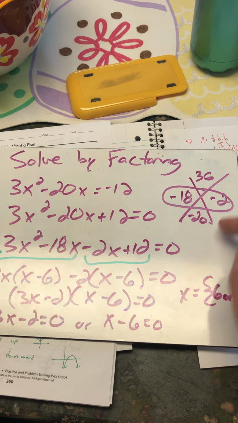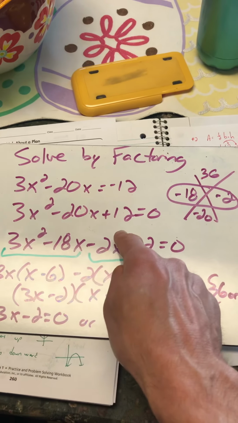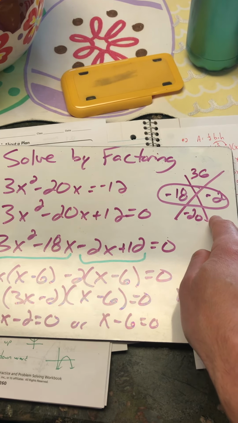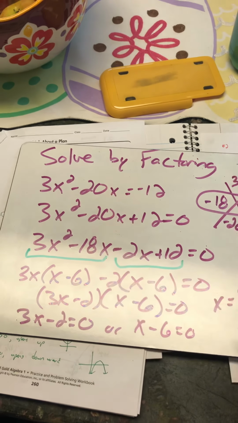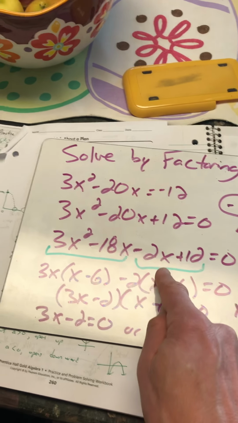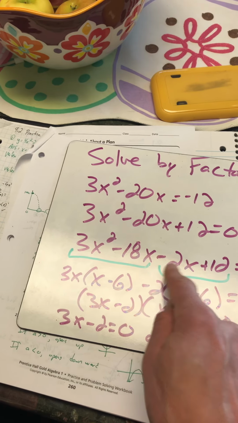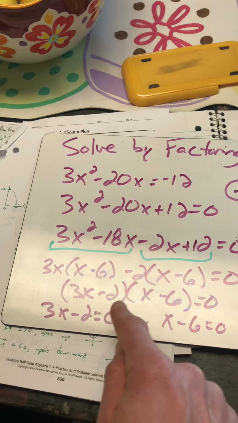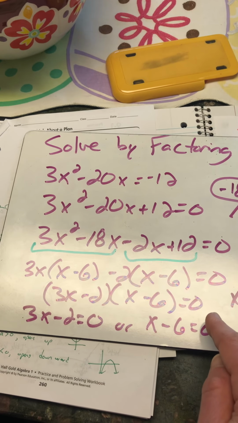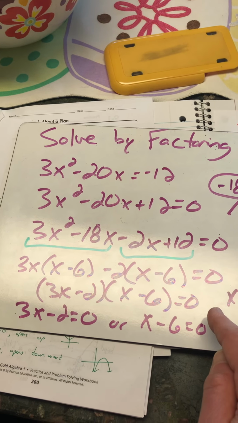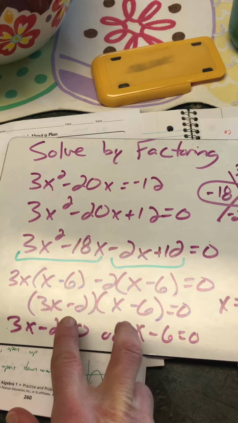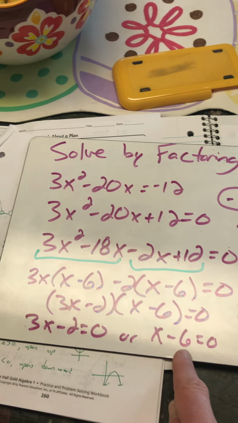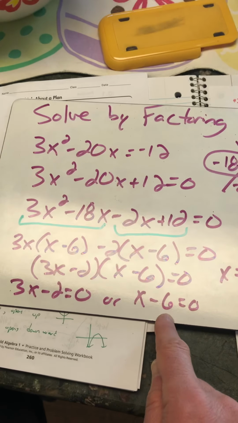I multiply A times C, negative 36, right? And I need factors that add to negative 20. I find my two factors: negative 18 and negative 2. Plug them in and do my factor by grouping. Remember, when you factor the back group, if there's a negative value there, you take that negative sign out. We have 3x minus 2 times x plus 6 equals 0. Now what the zero product property tells us is if we multiply two things together and get 0, either this factor is 0 or that factor is 0. And we just solve those simple little linear equations, right?